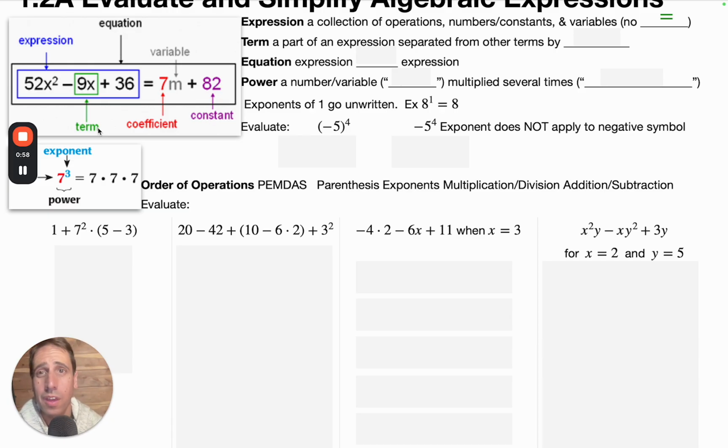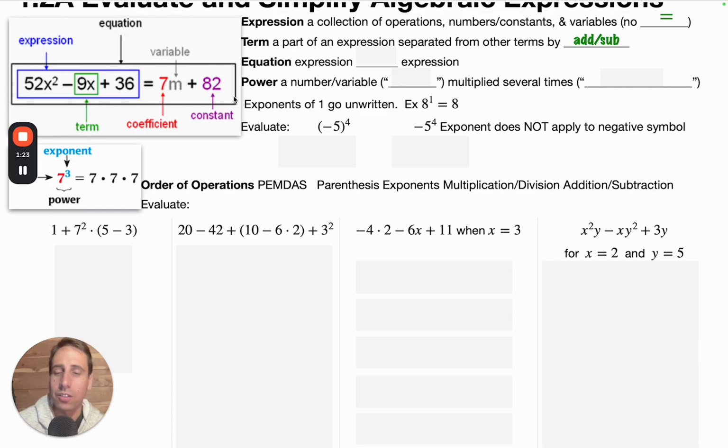What's a term? A term is a part of an expression separated from other terms by addition or subtraction. So you can see in green right here, this is one term. It's actually three terms in this entire expression. 52x squared is a term. 9x is a term. 36 is a term. 7m is a term. 82 is a term. So three terms over here, two terms over here. That's what a term is.